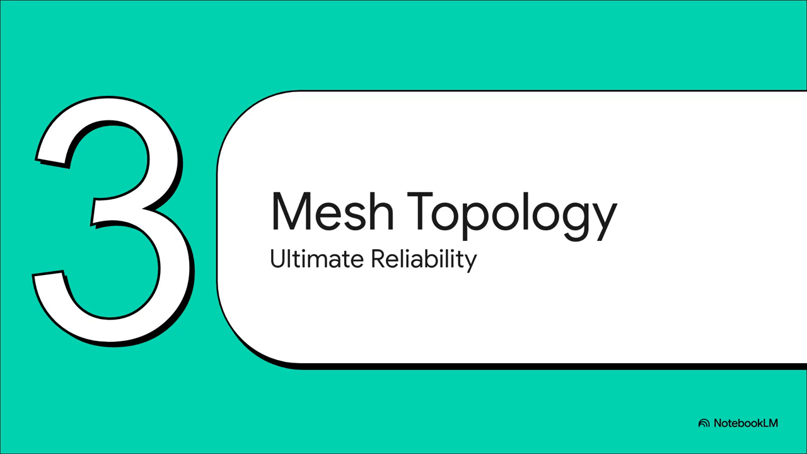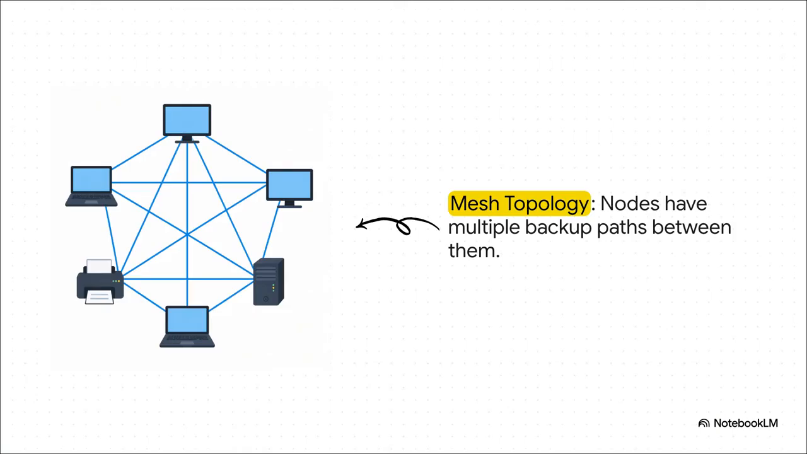That brings us to Section 3, the mesh topology, ultimate reliability. Take a look at the sheer amount of redundancy here with all those intersecting links. This is the mesh topology. Instead of relying on a single middleman, nodes have multiple direct paths right between them. It honestly looks a bit like a giant spider web, doesn't it?